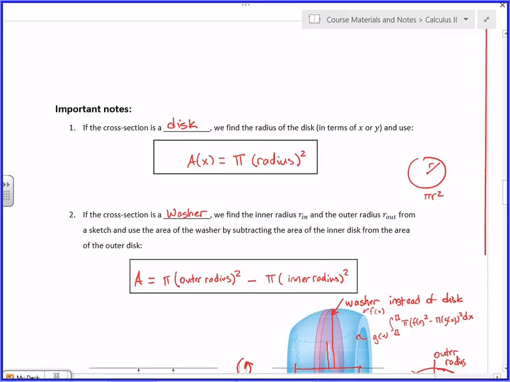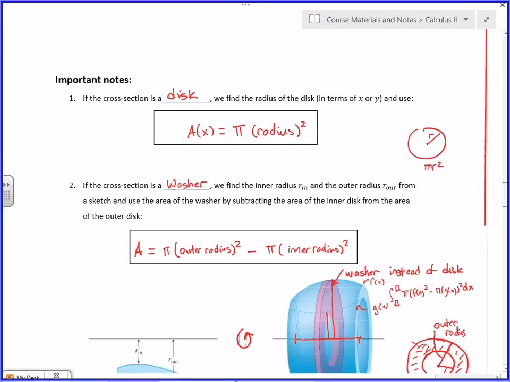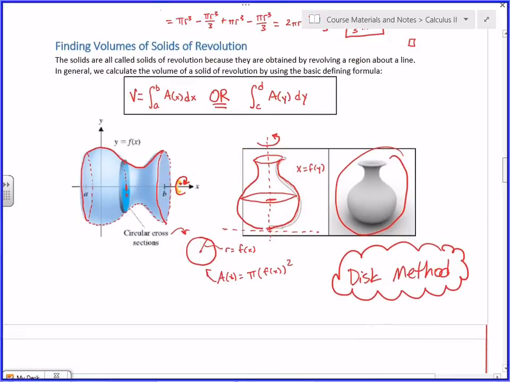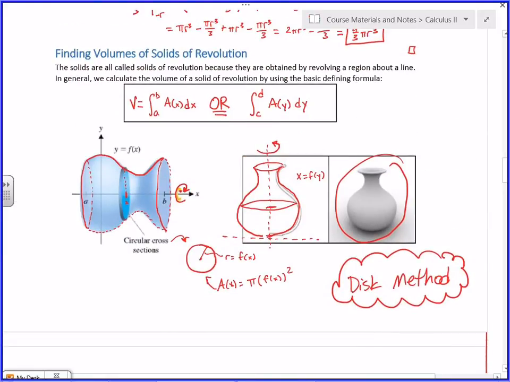By the way, those are the two formulas for the areas that we're going to integrate. So remember, the steps to this are to draw the figure, find out what your radius is. If there's two radii, an outer and an inner one, you use this second formula. If there's just one radius, if it's just one circle, then you use this formula. And then again, you integrate, which is what I've got up here, the area from A to B and the area from C to D, depending on which axis you're revolving around. Because we can revolve around the x-axis, we can revolve around the y-axis.